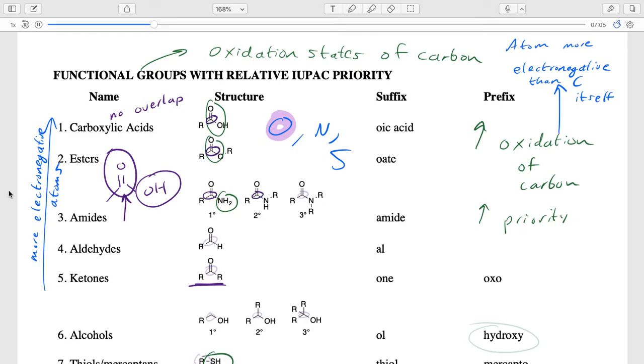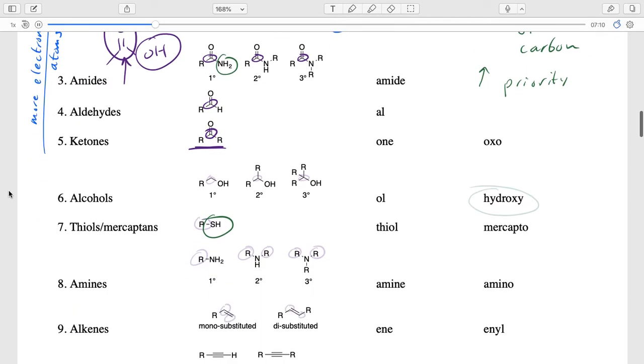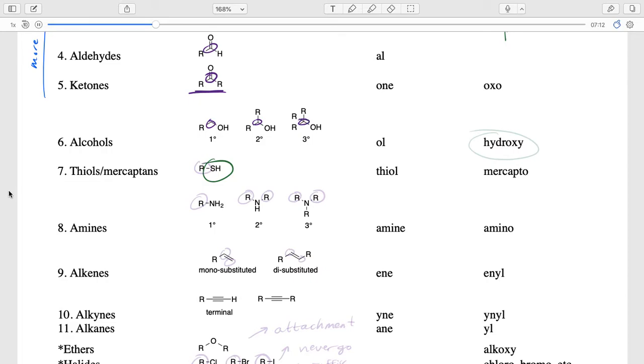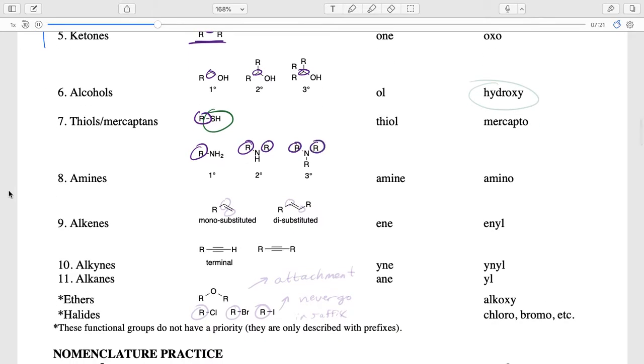And I'll just go down and circle all these ones in the middle so you know which ones I'm referring to. So you could call it a carboxylic acid and a ketone, but it would just be a carboxylic acid. Yeah. So these ones I'm circling in purple here are the carbons of relevance.